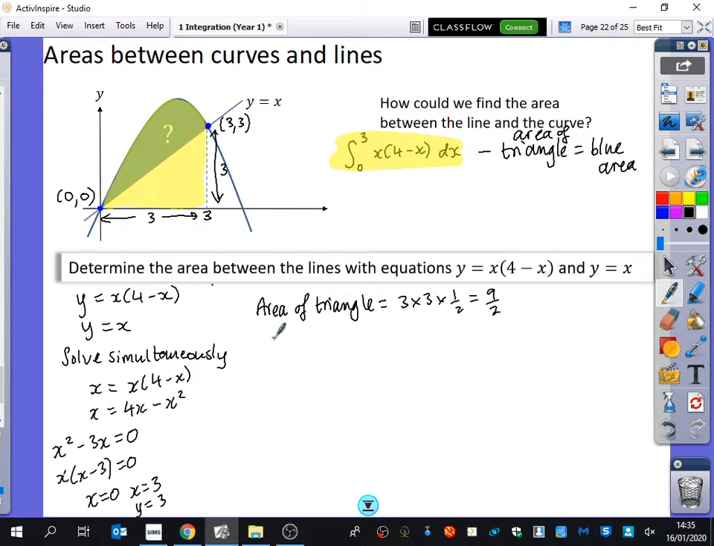So all I need to do is work out between 0 and 3 the integral of x(4 minus x) dx. So between 0 and 3, I obviously have to expand this bracket first.